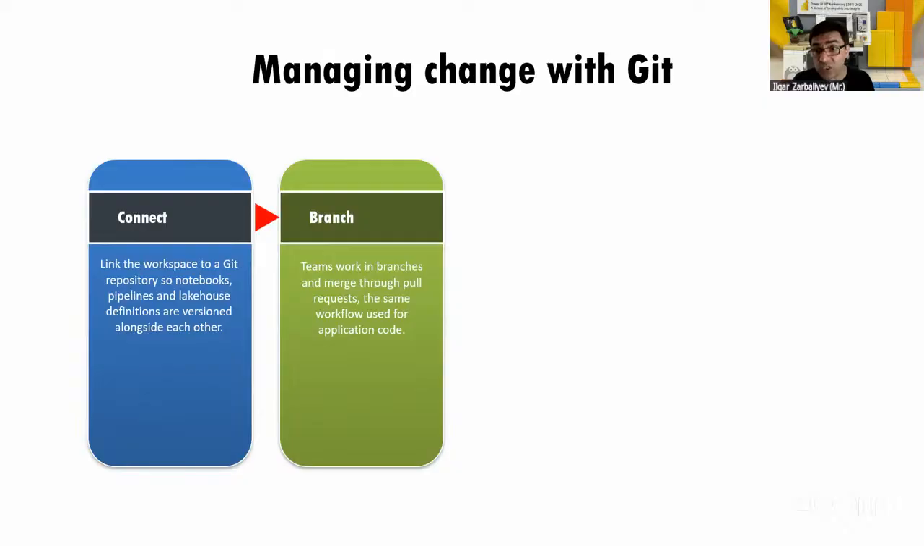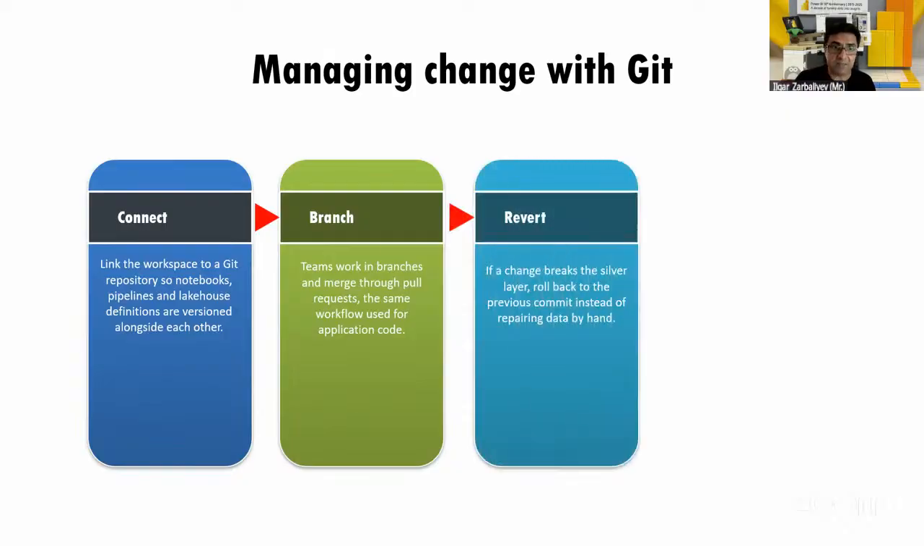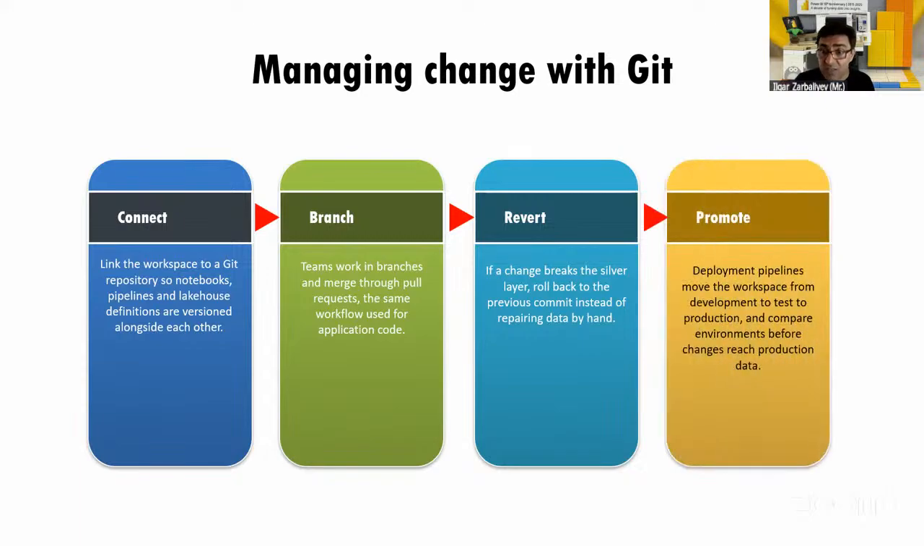And if a transformation change breaks the silver layer, you revert to the previous commit instead of repairing data by hand at 11 at night. Deployment pipelines take it further. You promote your medallion workspace from development to test to production in a controlled sequence, and you can compare environments to catch differences before they reach production data.